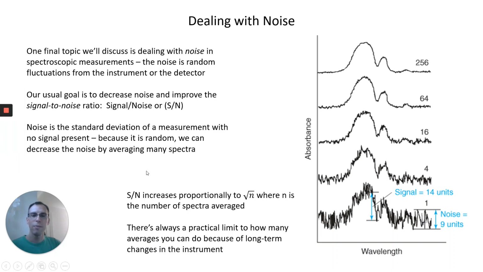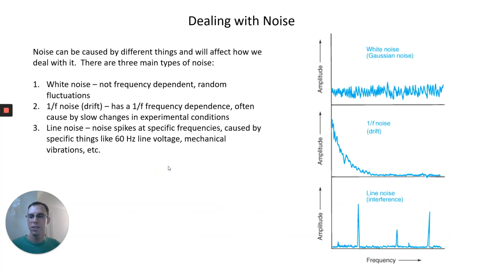One other thing we can think about with noise is where is it coming from? And so, we talk about these as random fluctuations, but there are different kinds of noise, and how you deal with them will depend on what type of noise you have. So this is our final slide.